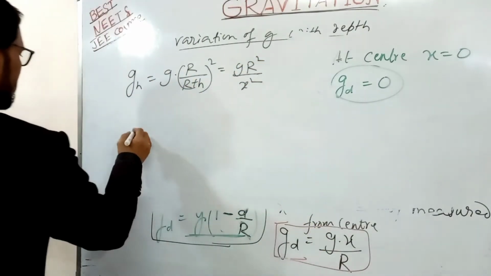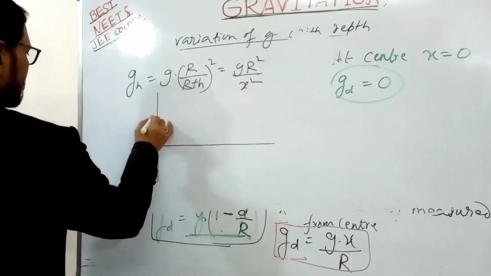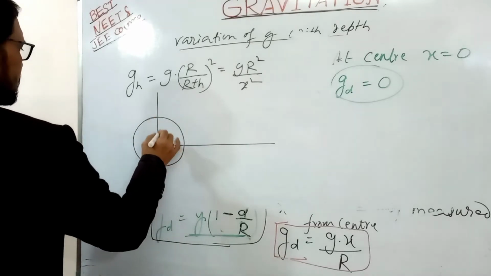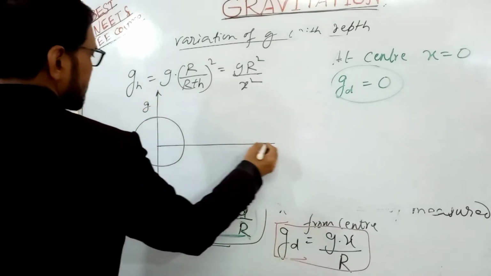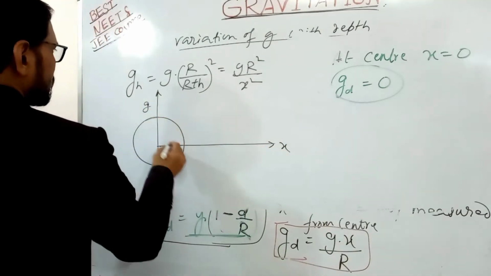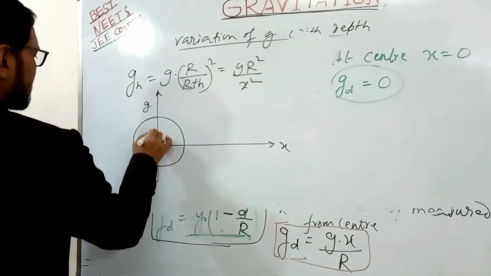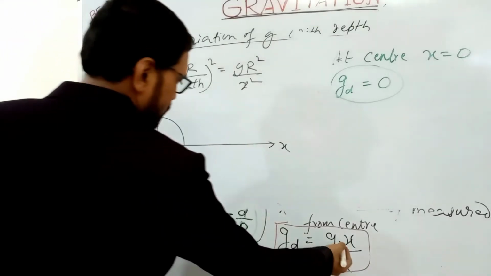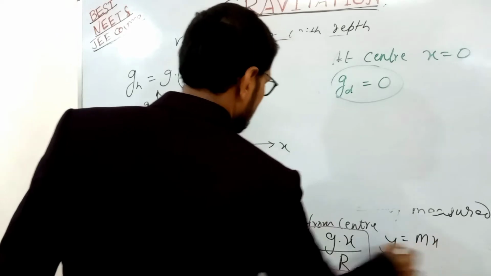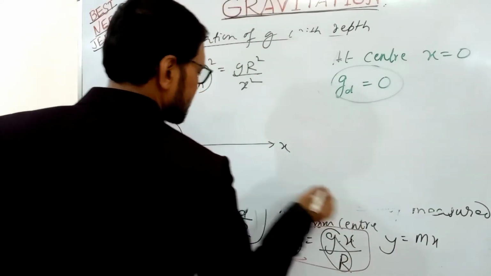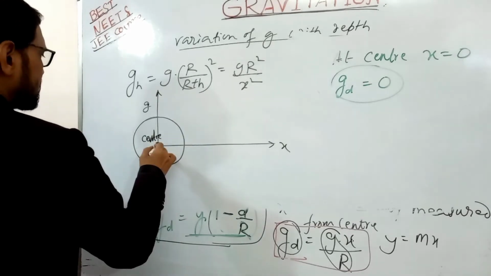Suppose this is earth, and we draw the variation of g with distance. Now the variation of g with distance. So when this is center of the earth, the first formula is gx by r. So y equal to mx, this is y, this is m, and this is x. Y equal to mx.